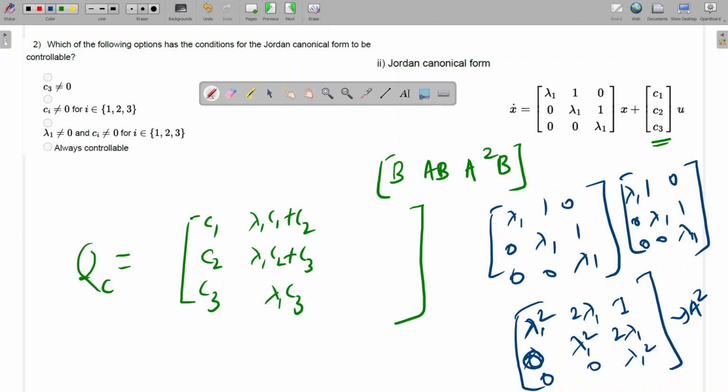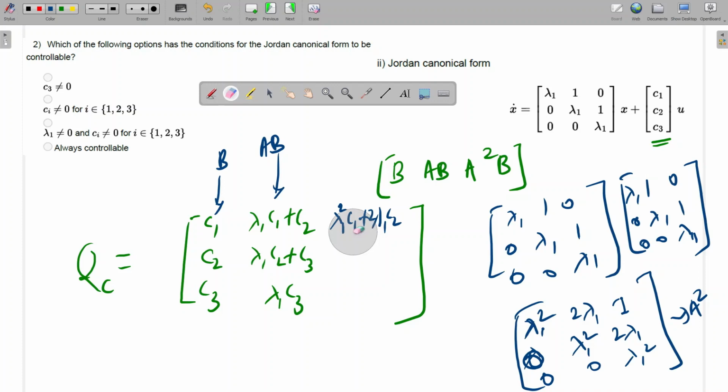Okay. So B, AB I have, this is B. This is AB, and A square B we can write from here. So A square is this matrix. A square into B we have to do. So lambda 1 square C1, plus 2 lambda 1 C2, and plus the third element will be C3, correct?